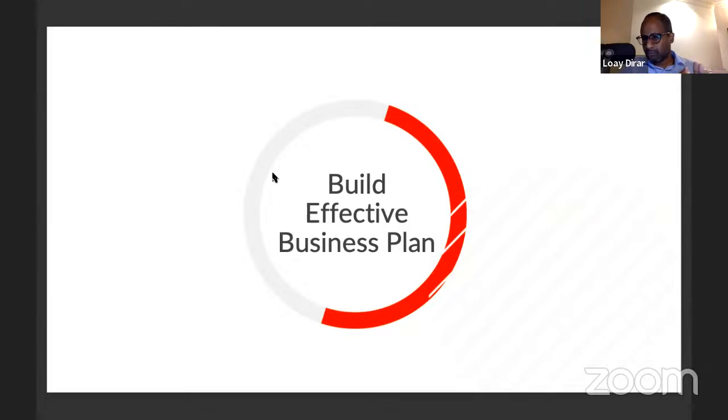So this is the easiest helicopter view, or very, very simple recipe, for how to develop a business plan. Okay, allow me just 30 seconds. And after that, I'm going to continue with the rest of the slides.